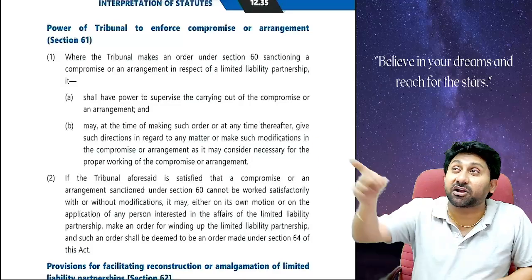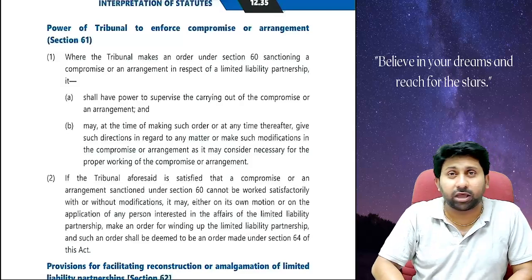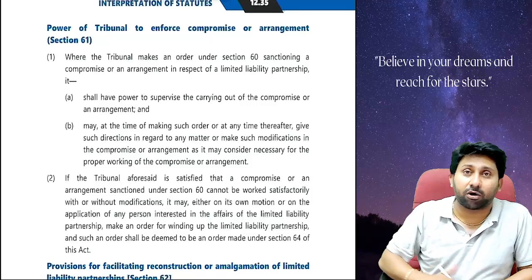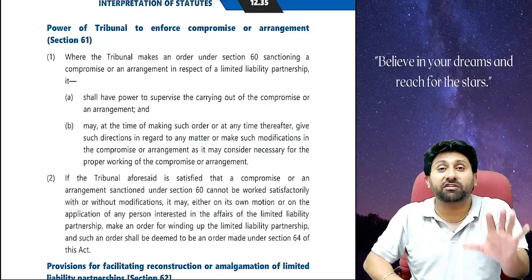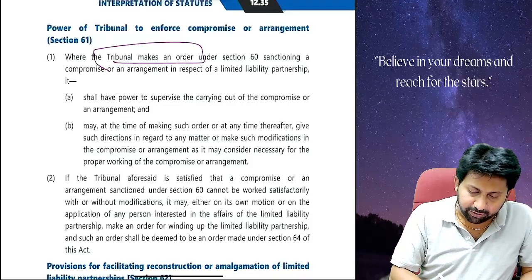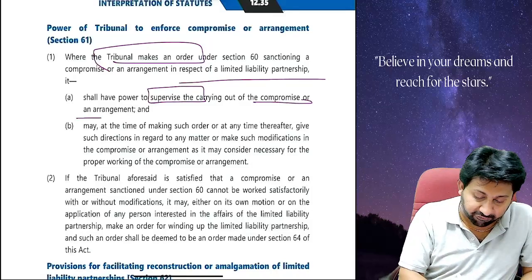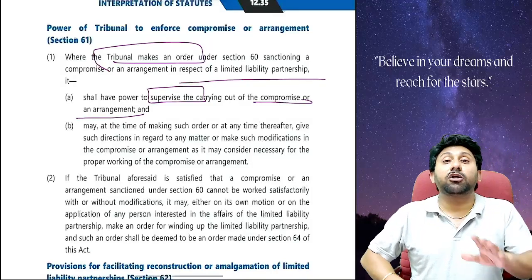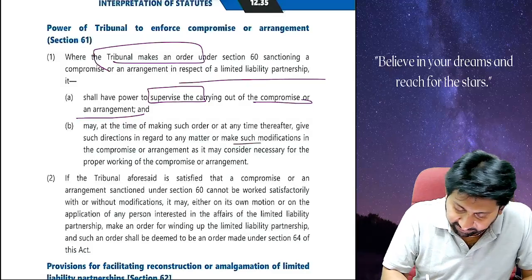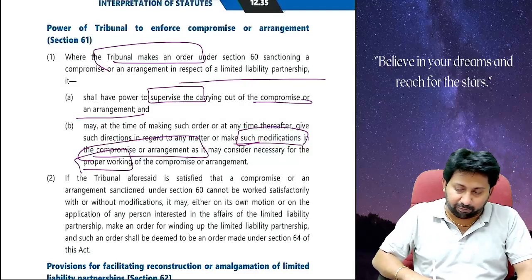What is the guarantee that after tribunal sanctioning you will do the same as instructed by the tribunal? There is no guarantee. Therefore, the tribunal will not just stop by giving the sanction order. It will supervise the implementation of this process. While the tribunal makes an order in respect of that LLP, it has the power to supervise the scheme of compromise or arrangement. If you are not going as per the scheme sanctioned by the tribunal, the tribunal will also have a right to make modifications to the compromise or arrangement for proper working of the compromise.